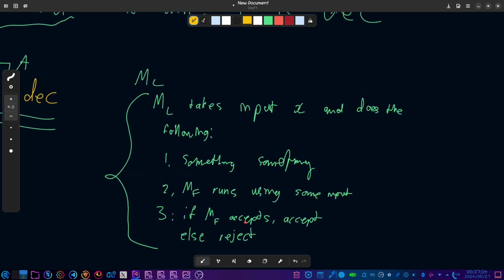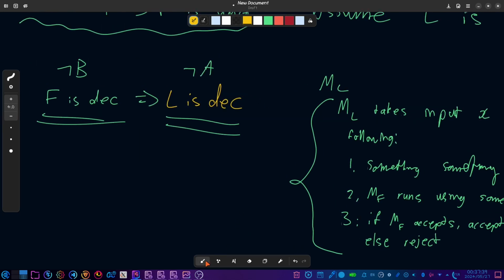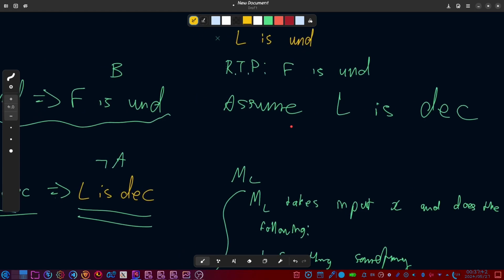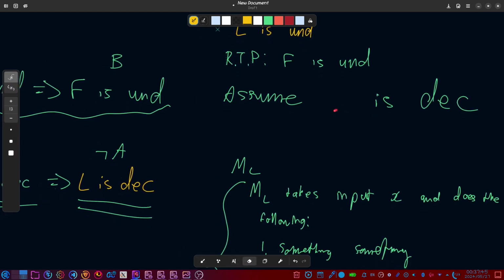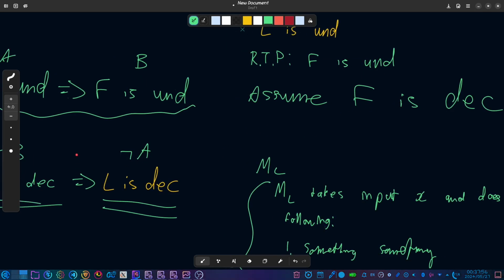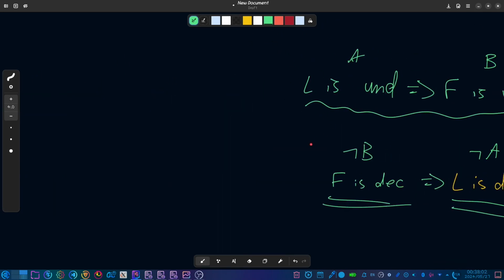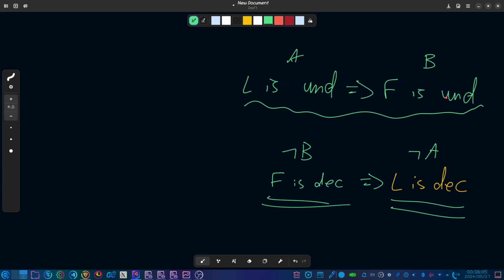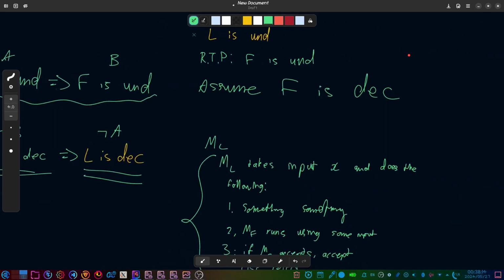So if you're going to use this, in order for it to actually be useful at all, we assume that F is decidable, right? Because then if we say, assuming this is true, we can show that this is true, and then if this whole thing is true, that this whole thing is true. And then if this is true and that's true, then this is true. Hopefully that makes sense.